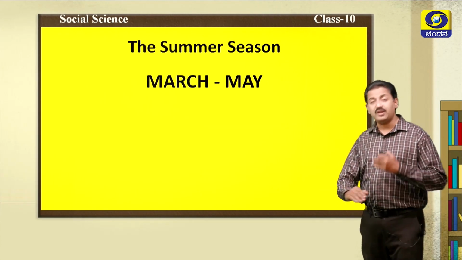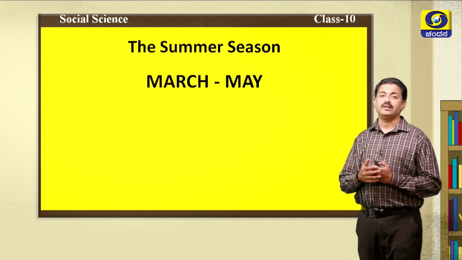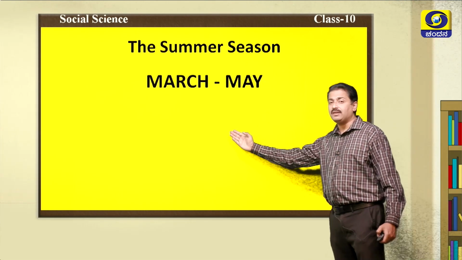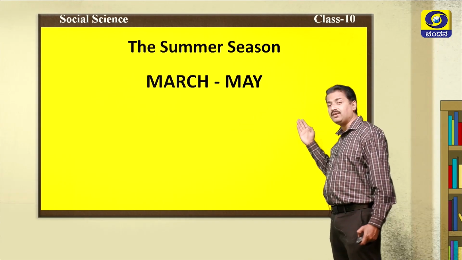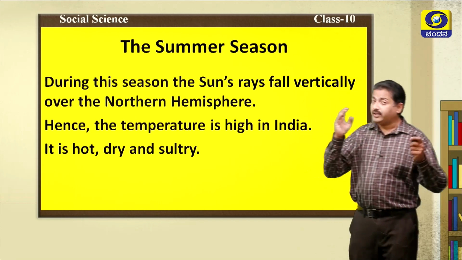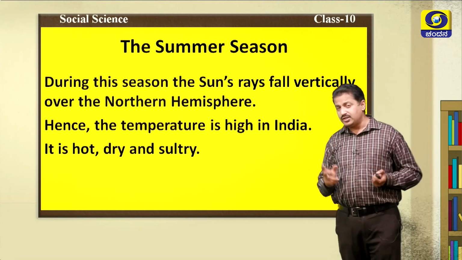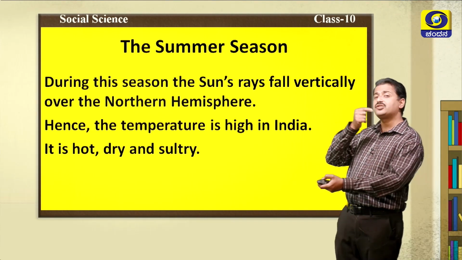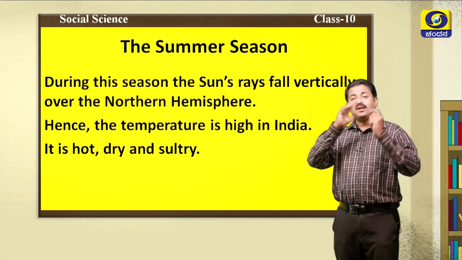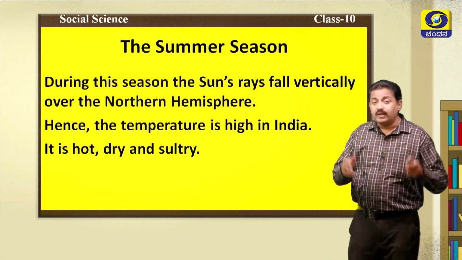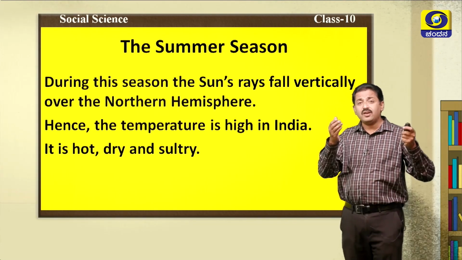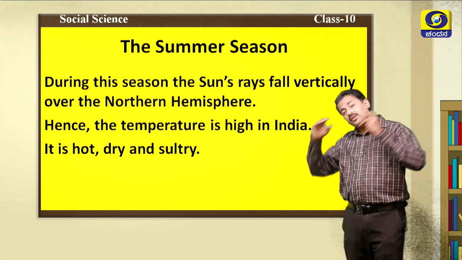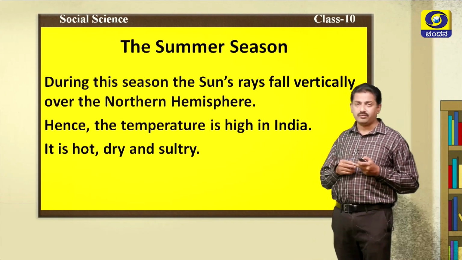Now, we shall discuss the second season of the year, that is summer season. Summer season begins in the month of March and ends in the month of May. Dear students, now you have understood why do we have high temperature, because you have already understood winter season. Similarly, during summer, India receives vertical rays of sun, that means northern hemisphere receives vertical rays of sun, the southern hemisphere receives oblique rays of sun.